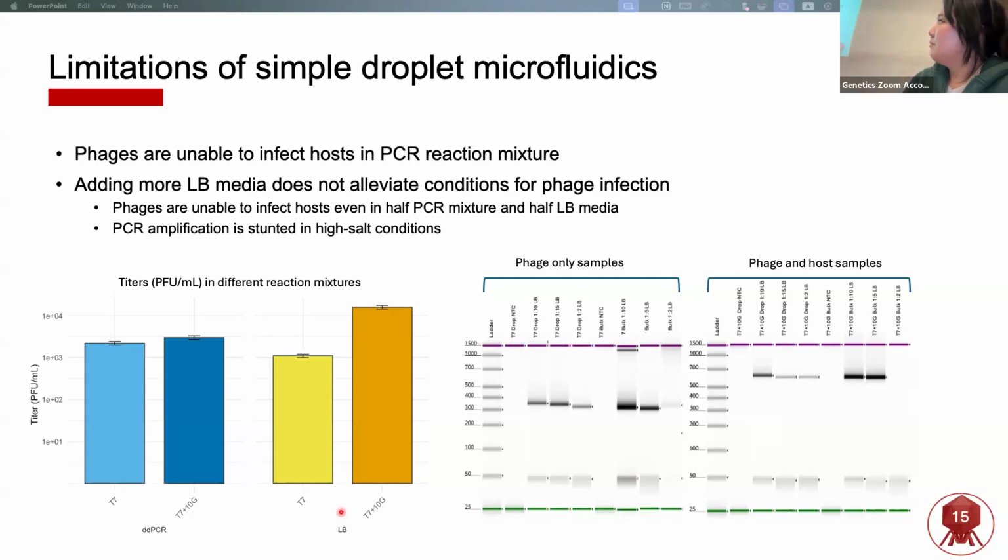Another hiccup that we ran into was that even if we did want to add more LB media, we found that there was PCR amplification inhibition as well. So this is comparing phage-only samples and phage and host samples with various dilutions of LB. And you can see that as you get to larger amounts of LB, in bulk and in droplet forms, there is less and less template in these gels.